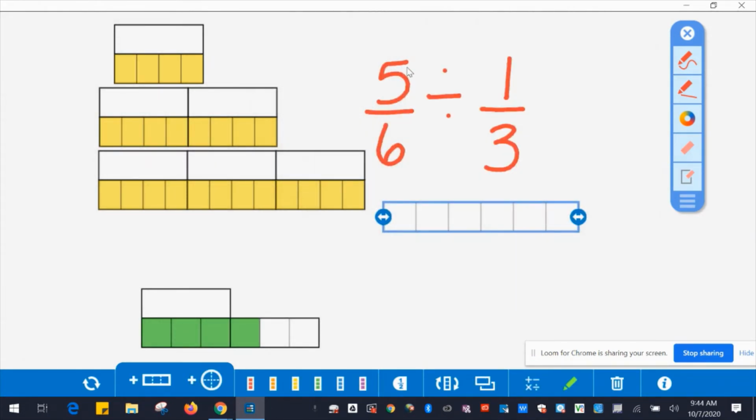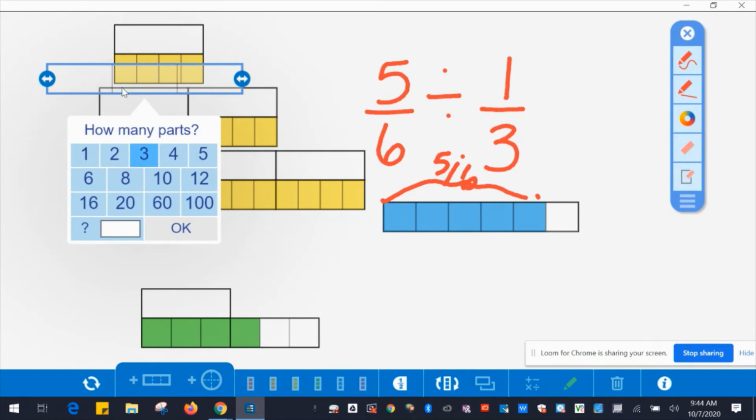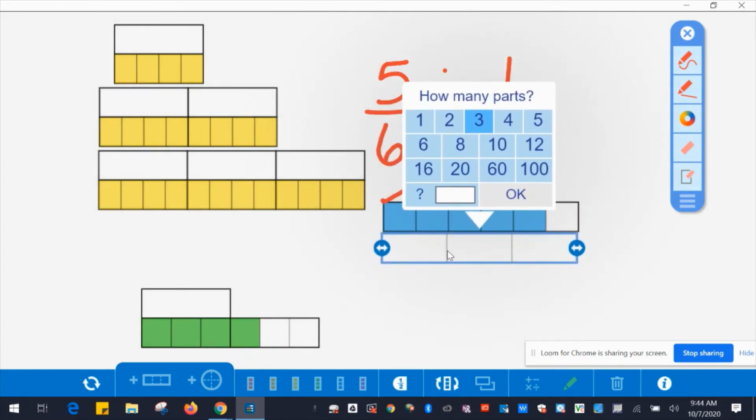And so how much are we actually starting with? What is our dividend here? 5/6. So I'm going to highlight this 1, 2, 3, 4, 5. This is what we are starting with. So when I look here, I'm going to label this as 5/6. Now I want to know how many 1/3 size pieces can fit into 5/6. So I'm going to break this into thirds.